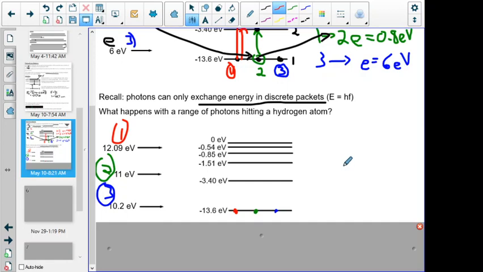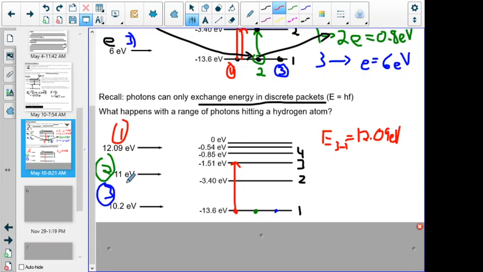So photon one comes in. What are my possible options for my red electron? Where does it end up? You'll notice I'm having to be a lot more precise with these, right? 12.09, it goes to level 3 because the difference between these two levels, that energy between 3 and 1 is, well, 12.09 eV.